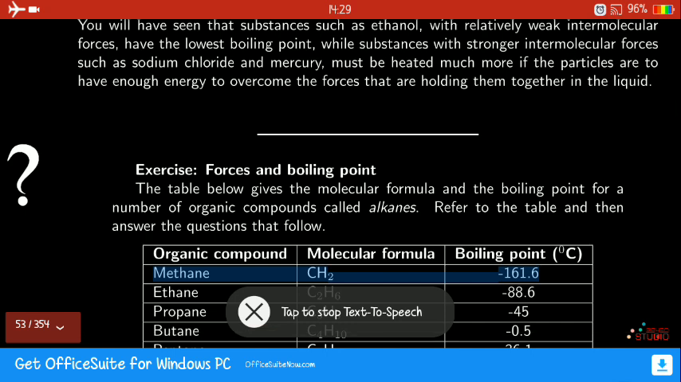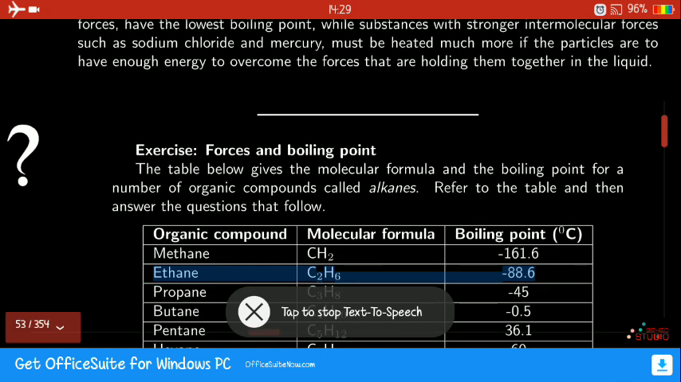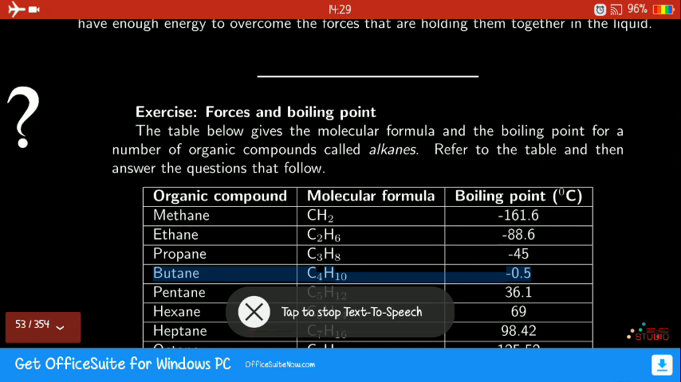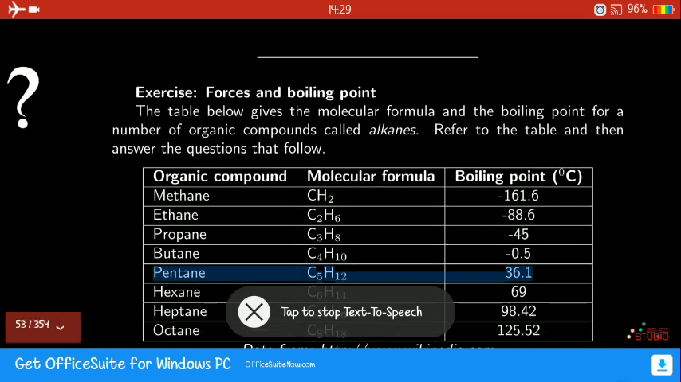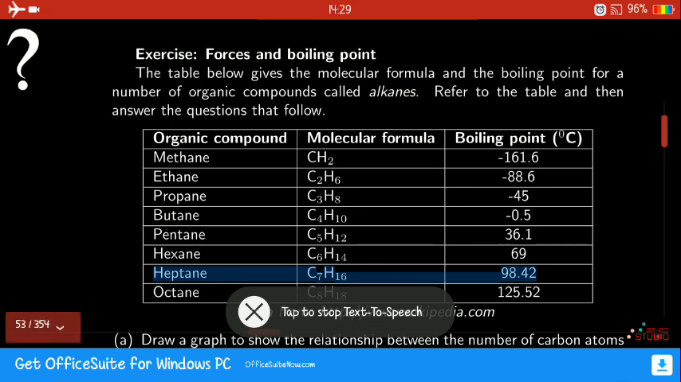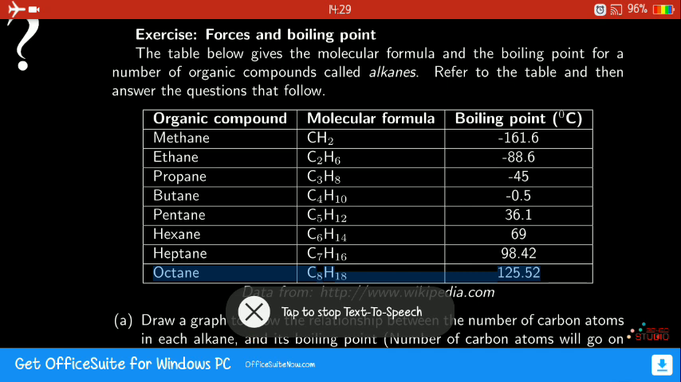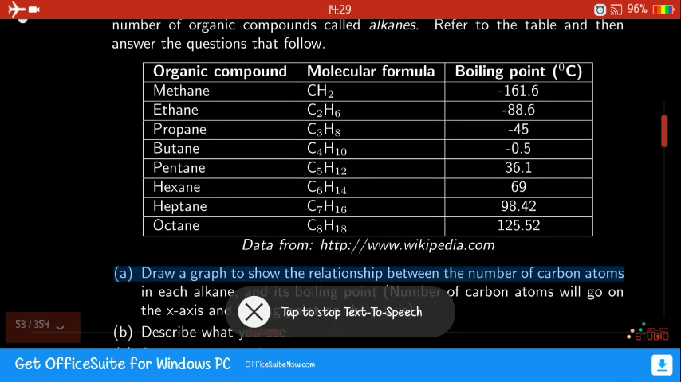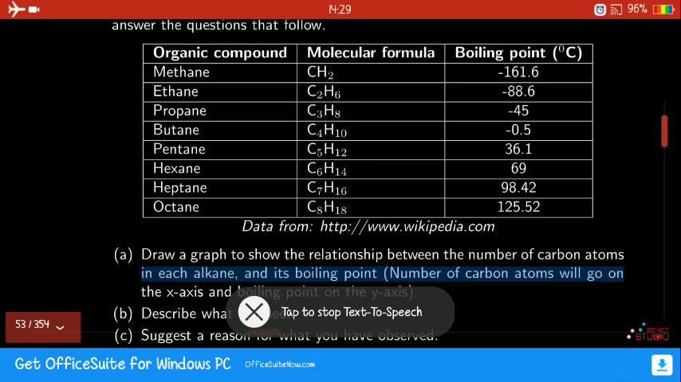Methane, CH4, -161.6. Ethane, C2H6, -88.6. Propane, C3H8, -45. Butane, C4H10, -0.5. Pentane, C5H12, 36.1. Hexane, C6H14, 69. Heptane, C7H16, 98.42. Octane, C8H18, 125.52. Data from http://www.wikipedia.com.